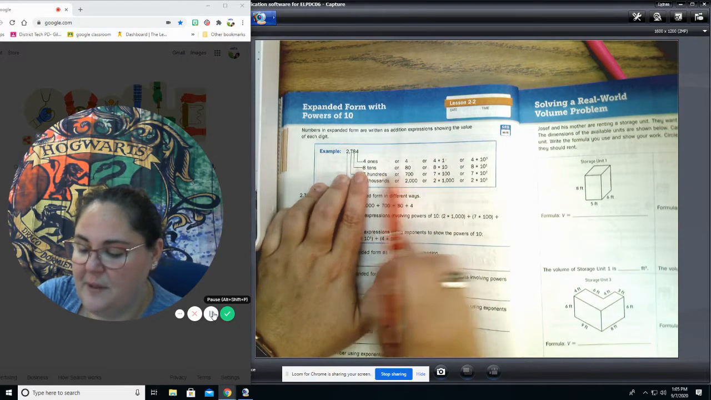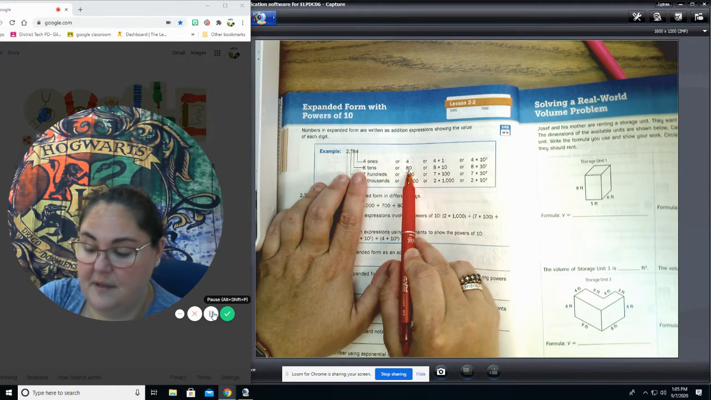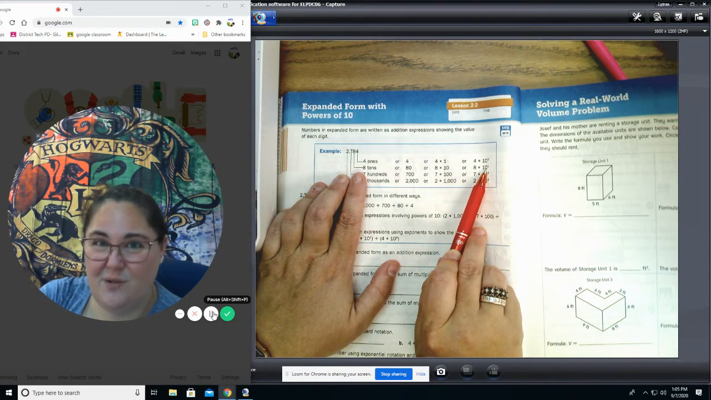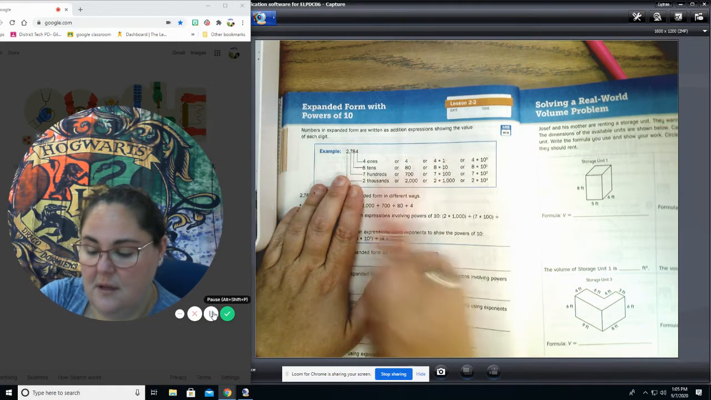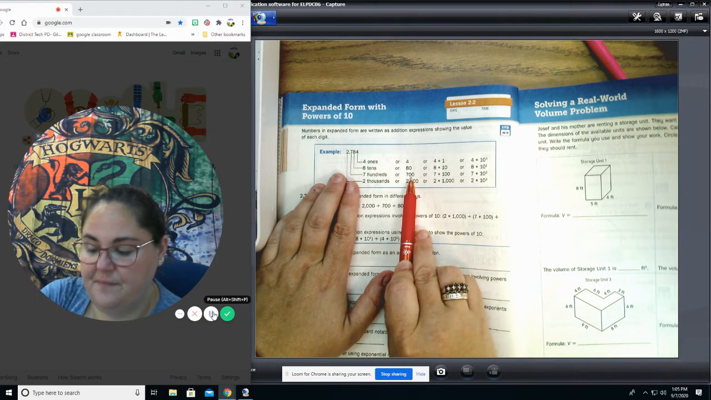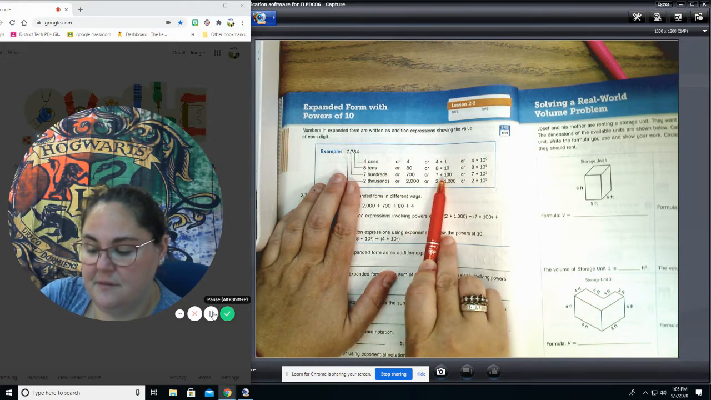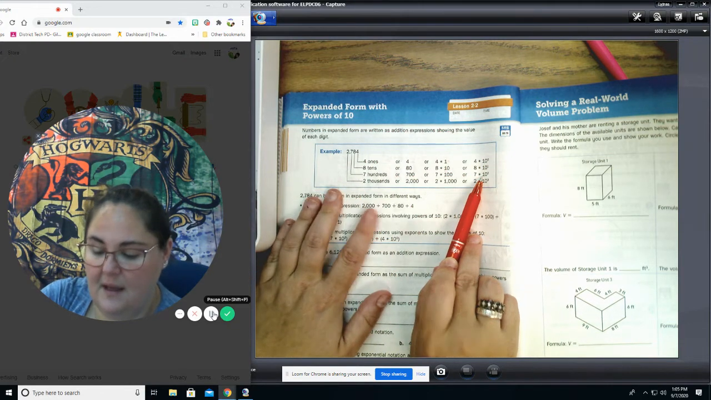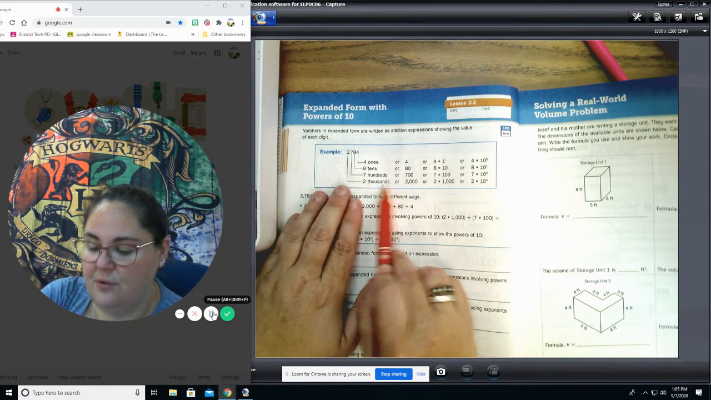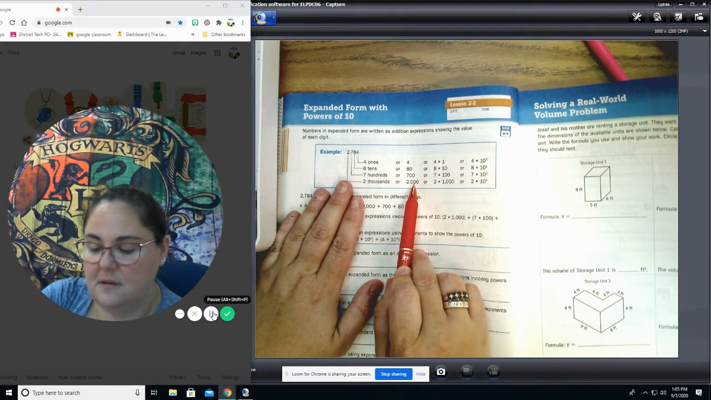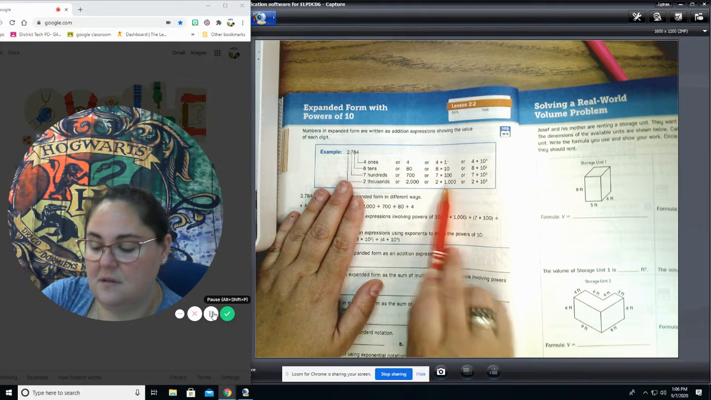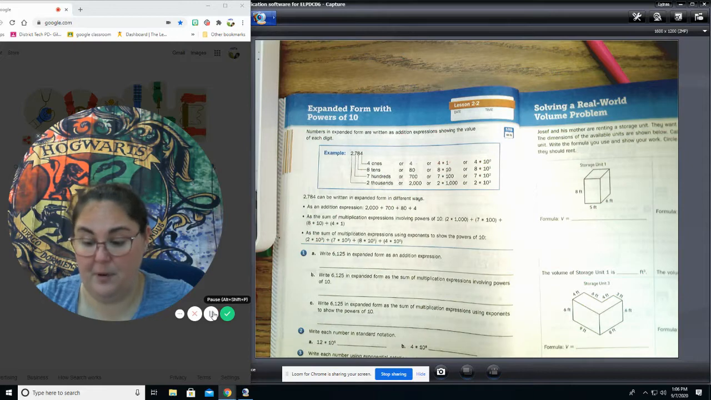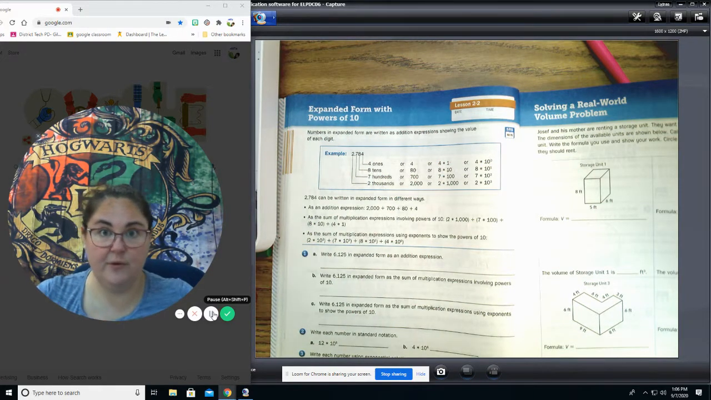My 8 could be written as 80, could be written as 8 times 10, or 8 times 10 to the first. My 7 could be written as 700, 7 times 100, or 7 times 10 to the second. And my 2 could be written as 2,000, 2 times 1,000, or 2 times 10 to the third. So this number can be written so many different ways, it's ridiculous.